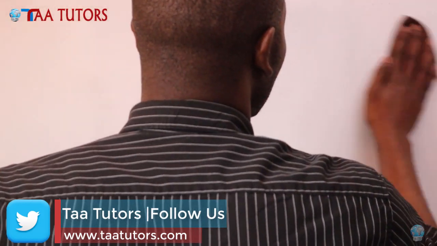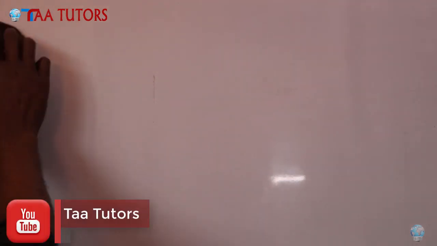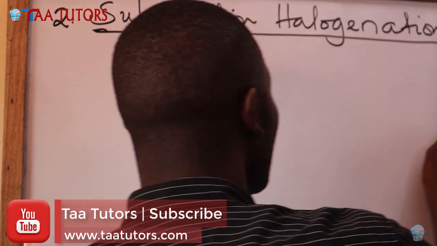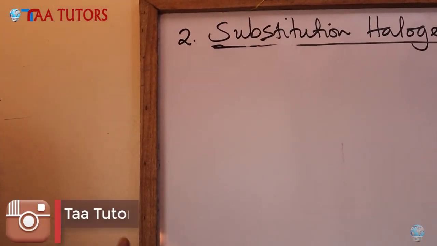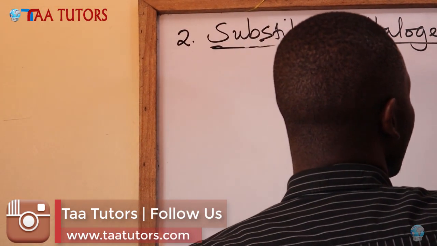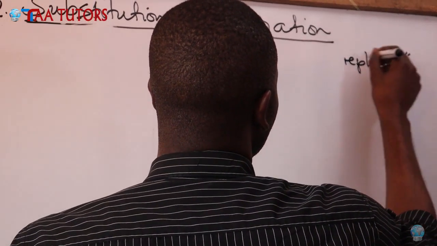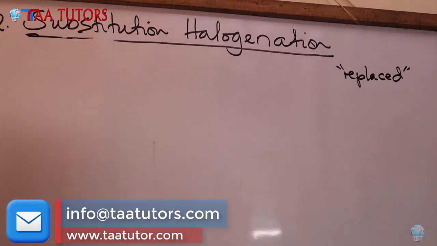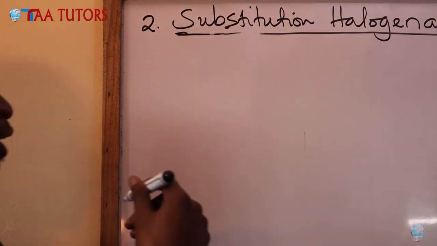So, what is a substitution reaction? A substitution reaction is a reaction in which an atom or a set of atoms is substituted with another atom or another set of atoms. Substituted, replaced. If you use substituted, we can say replaced. Just like in a football match, we can't have 12 players or 13. So we just have to take one out and bring one in so that the number is maintained.